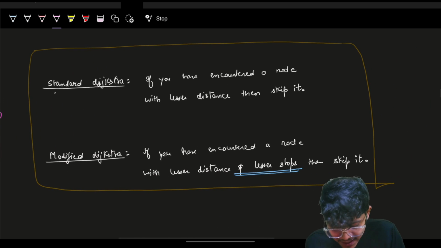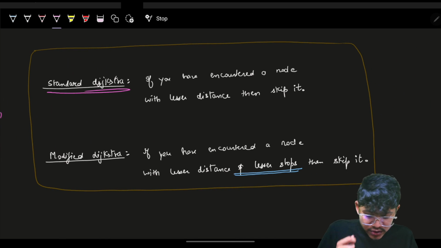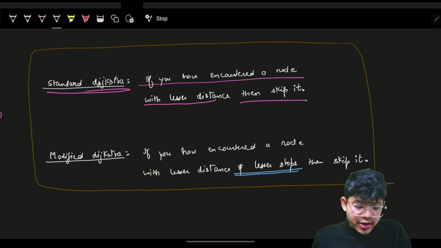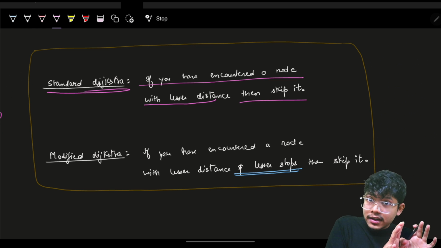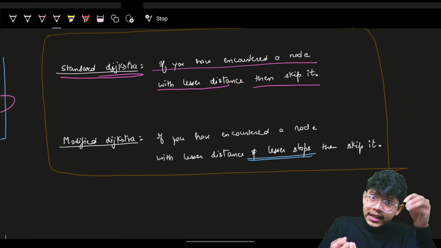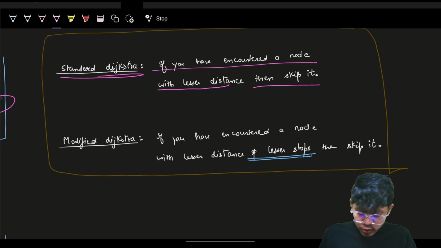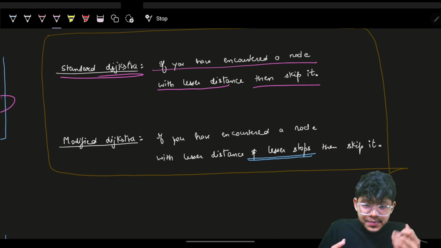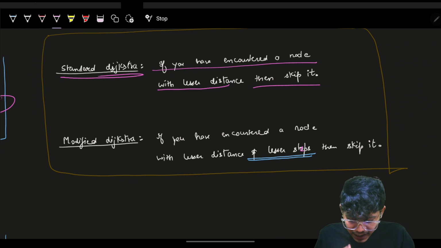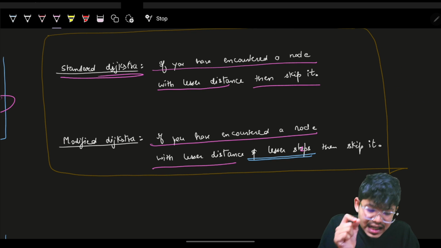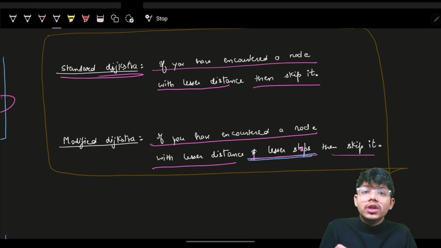I'll show you. In the existing standard Dijkstra's, what you were using earlier, if you encountered a node having a lesser distance and you are getting on that node again, you just simply skip that node. But in the modified Dijkstra's, when you also have to keep track of these steps or stops, then I can simply say that if you encounter a node with a lesser distance and lesser steps, then only you skip that.